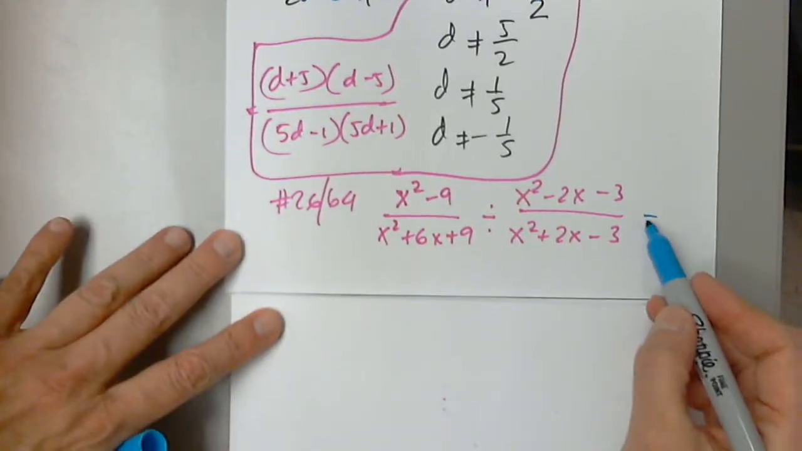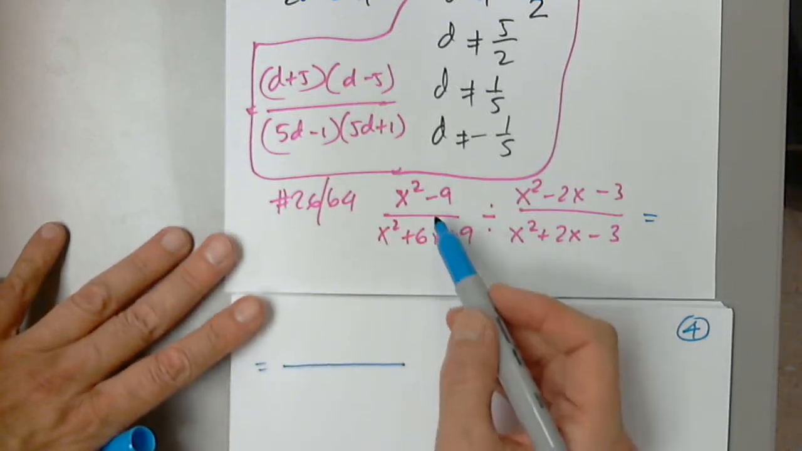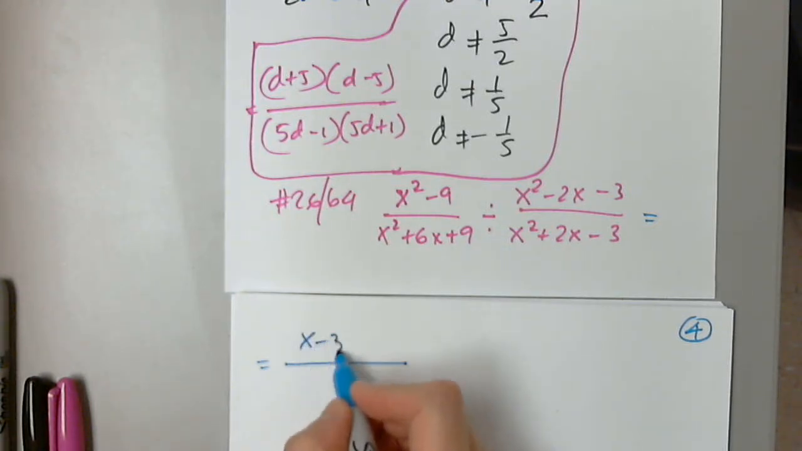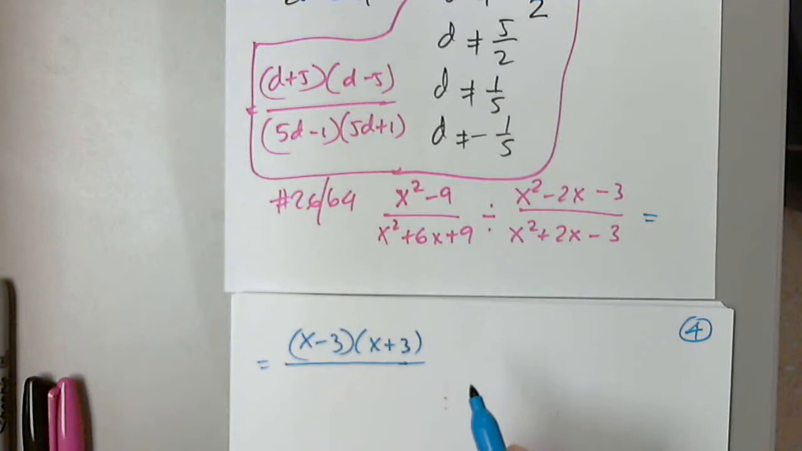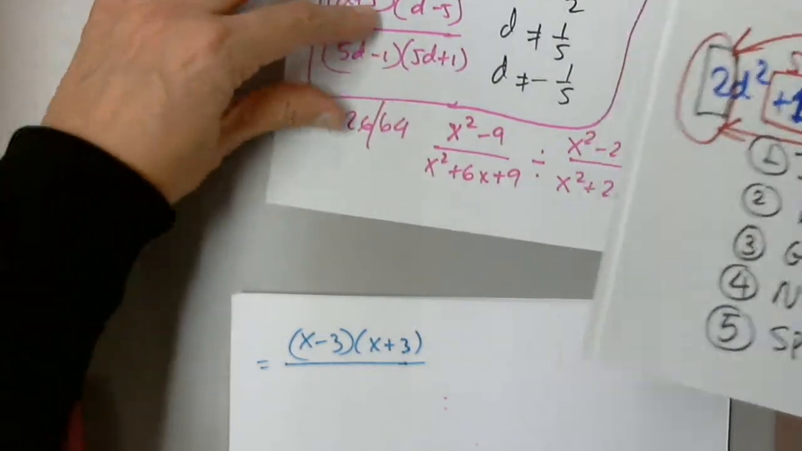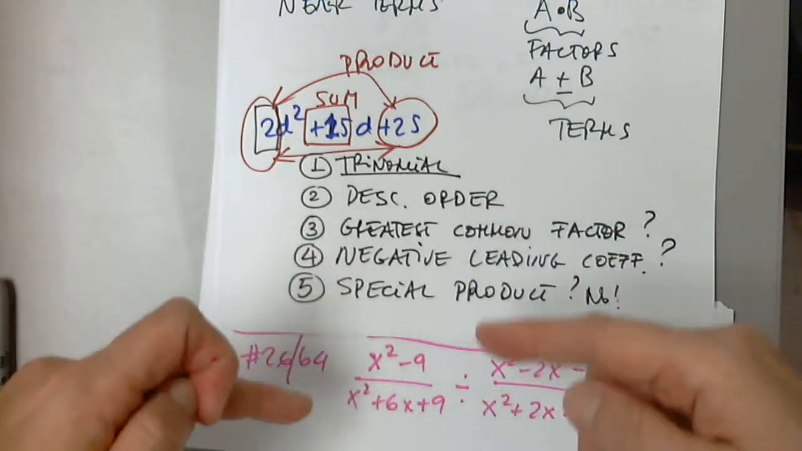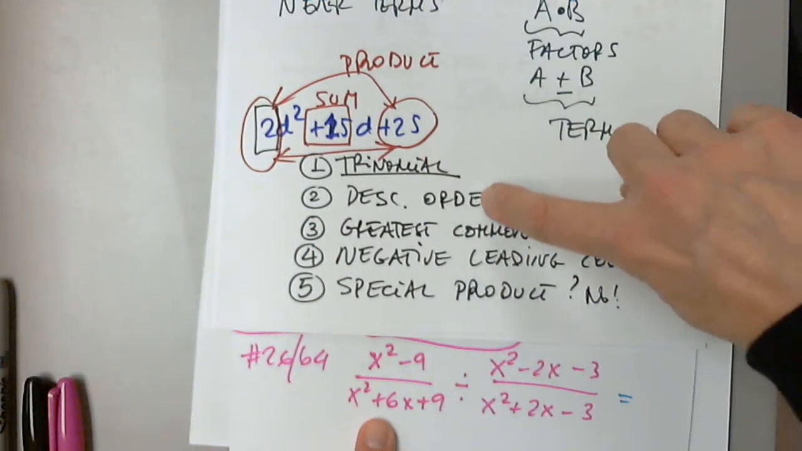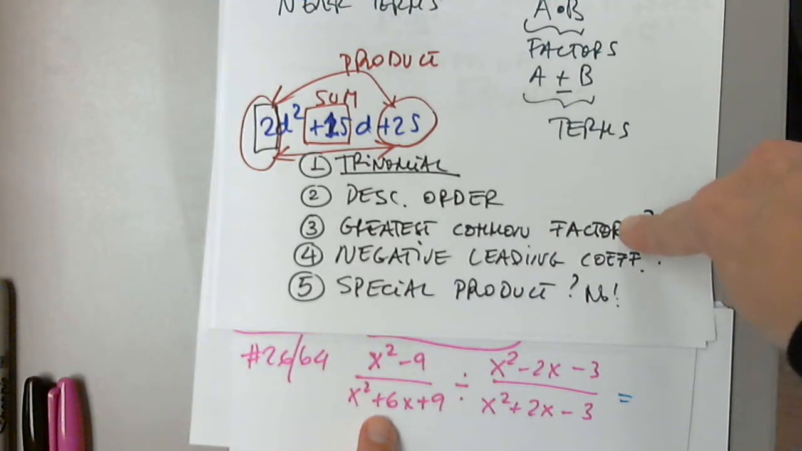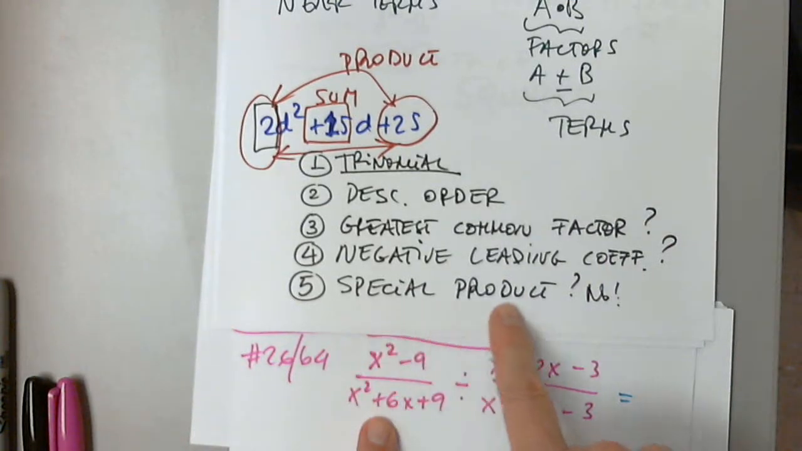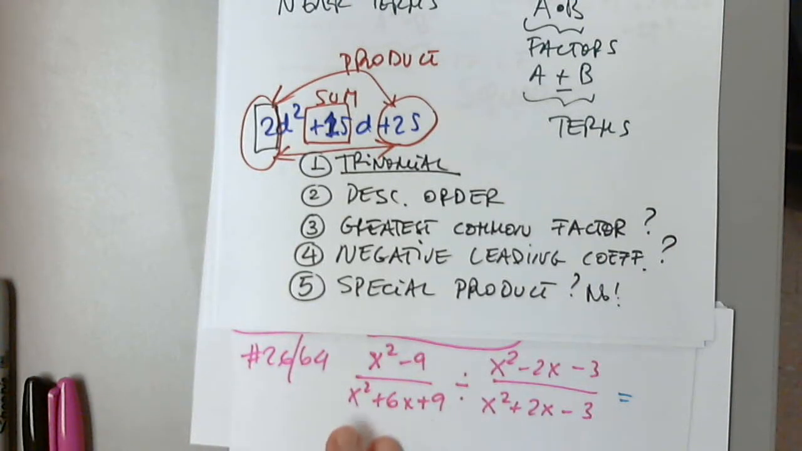Okay, so the numerator is very clear. How will I factor it? Right. I'm assuming that we are all on the same page with this. Okay, now the denominator. So see, that's what the strategy is so important for. And do not skip any of the steps. This is a trinomial. It's in descending order. It has no greatest common factor. It does not have a negative leading coefficient. Special product, the answer is yes. Because the first is a perfect square and the last is a perfect square.